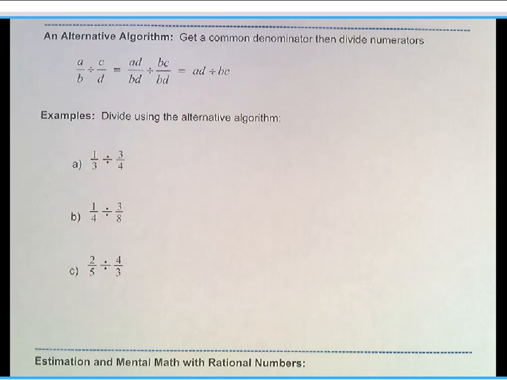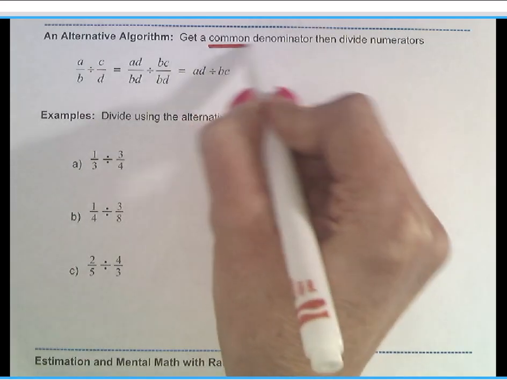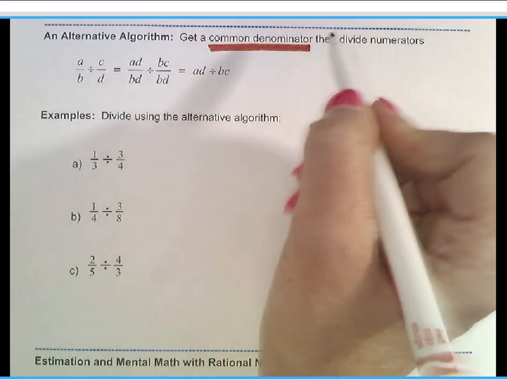Did you know that there's another way to divide fractions besides keep, change, flip, or keeping the first fraction, changing to multiplication, and then flipping the second fraction? Well, there is. It turns out if you get a common denominator, it's really easy to divide fractions.